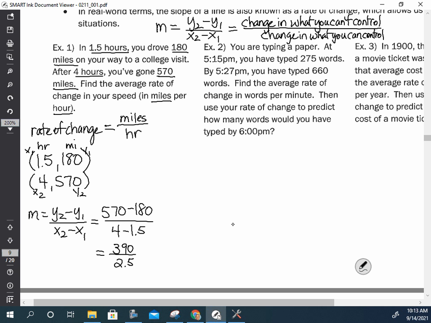Now it comes a point in time in today's festivities in which you let the calculator do a little bit of work. So that's 156 miles per hour. You're covering 156 miles an hour. Again, a rate of change is not difficult. You just have to do a little bit of reading to figure out what's going to go where.